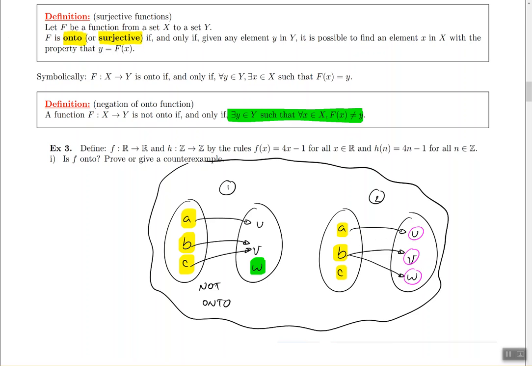Now, suppose I erase that last arrow and I make an arrow going from C to W like that. Then yes, it's a function, and now it's onto. A, B, and C, all 3 of them, have an arrow coming out of them, not too many, not too few. And U, V, W, all the elements in the codomain, have an arrow pointing to them. So that means the function is now onto.